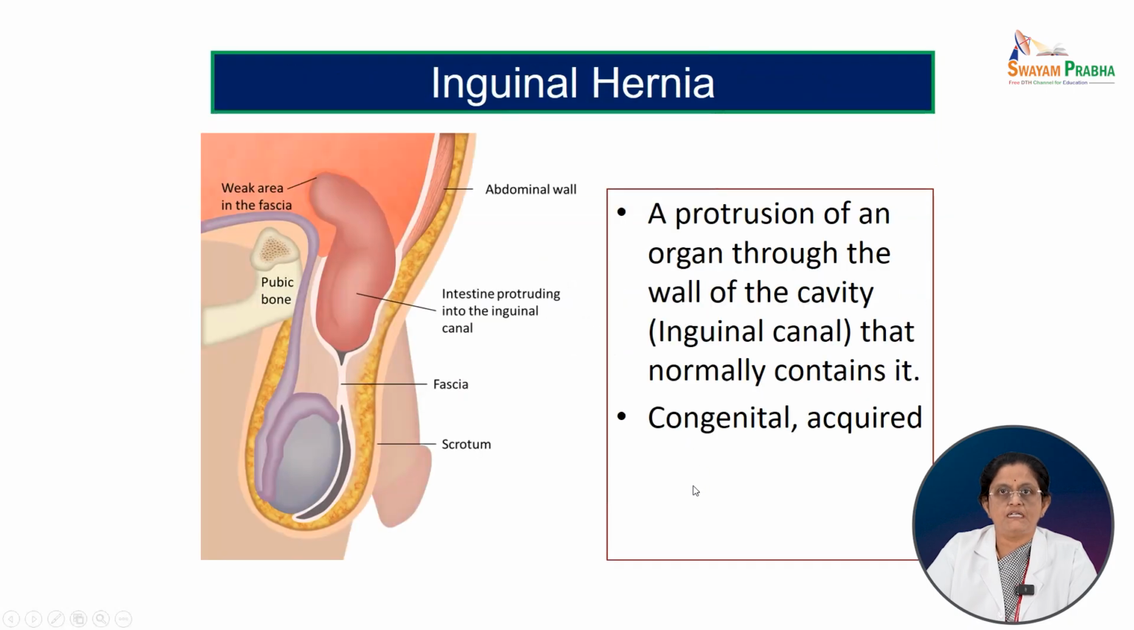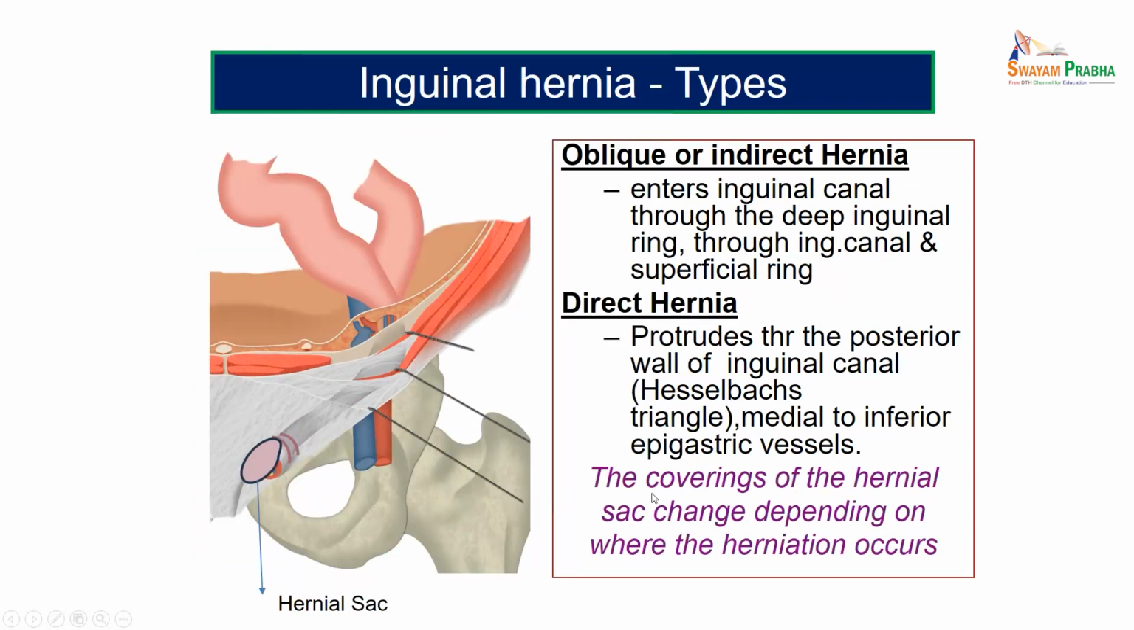So, now we look at what is inguinal hernia. Inguinal hernia is protrusion of an organ through the wall of the cavity, that is through the inguinal canal that normally contains it. So, this inguinal hernia can be congenital or it can be acquired. We look at the further details in the next few slides. So, this is the intestine protruding through the inguinal canal. There are two types of inguinal hernia. One is called oblique or indirect hernia, another one is called direct hernia.